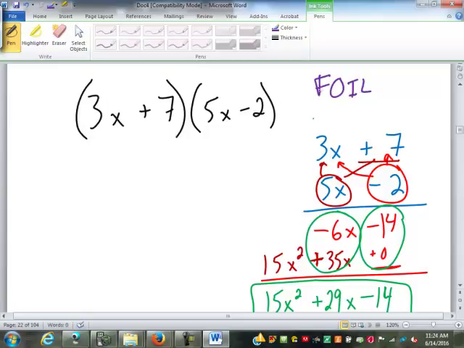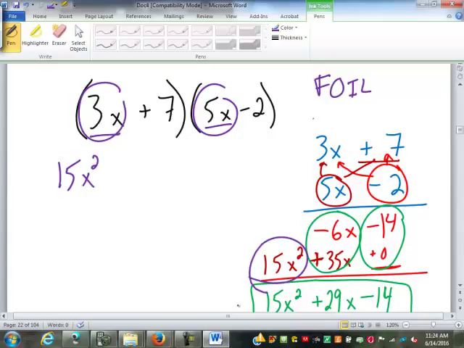F stands for first. So that means you multiply the first digit of each number. 3x times 5x is 15x squared. Notice we did that down here. O stands for outside. So that means you're going to multiply the outside digits, the 3x and the negative 2. 3x times negative 2 makes negative 6x. Notice we had that here too.